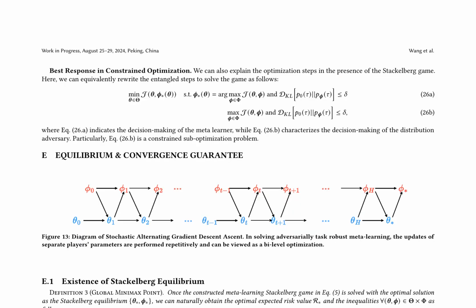In the presence of a Stackelberg game, optimization involves a delicate interplay between the meta-learner and the distribution adversary. The meta-learner seeks to optimize its parameters to minimize the loss function, while the distribution adversary aims to maximize the loss by perturbing the input data. This dynamic is characterized by a Stackelberg equilibrium, where the meta-learner is the leader and the distribution adversary is the follower. A crucial concept in this framework is the global minimax point, which exists under certain assumptions, including the convexity of the loss function and the compactness of the input space.